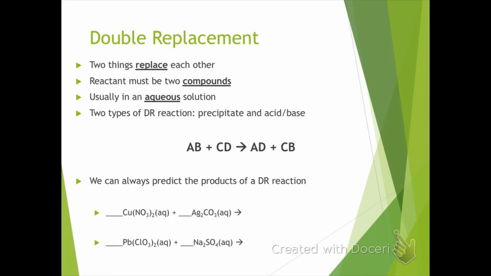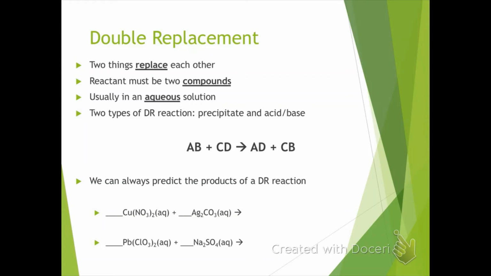We have 2 types of double replacement reactions. We have a precipitate reaction, which means one of our products will always be a precipitate or a solid that we made from two aqueous solutions. The other type is an acid-base reaction.